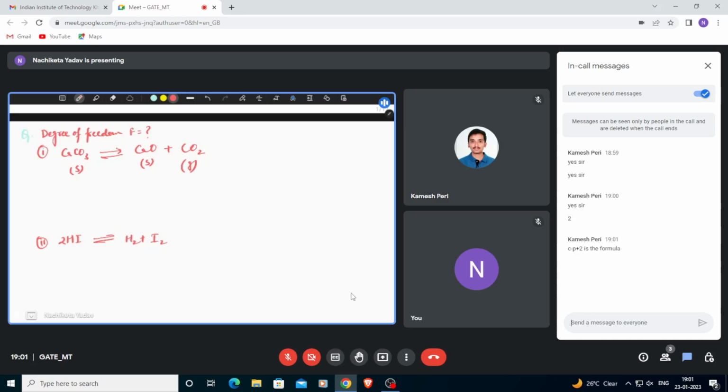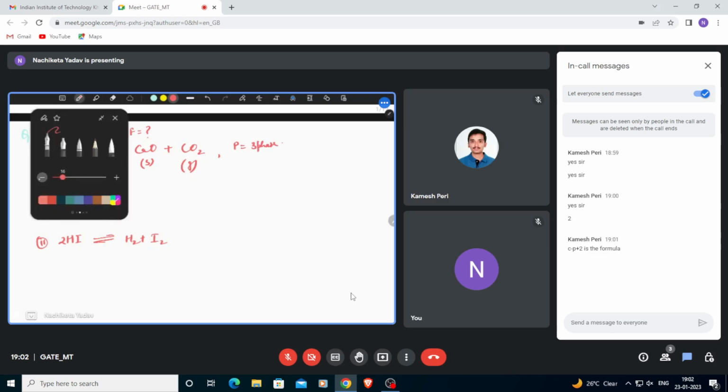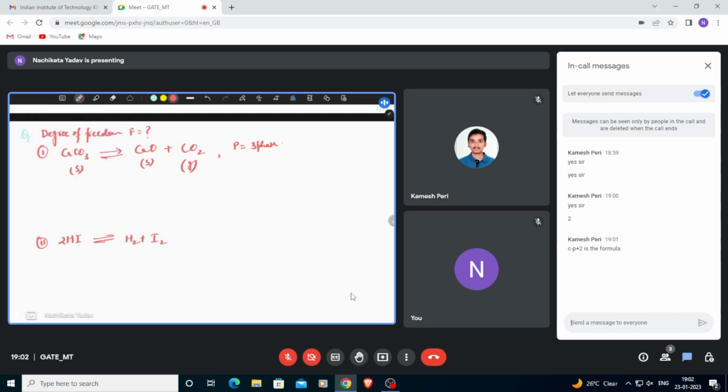Can you tell me the number of phases, the total number of phases for this reaction? F equals C minus P plus 2. Yes, you can apply, but here the issue is P is 3 phases, where two are solid phases plus one gas phase. So total phases is 3. And the number of species is three: CaCO3, CaO and CO2, right?